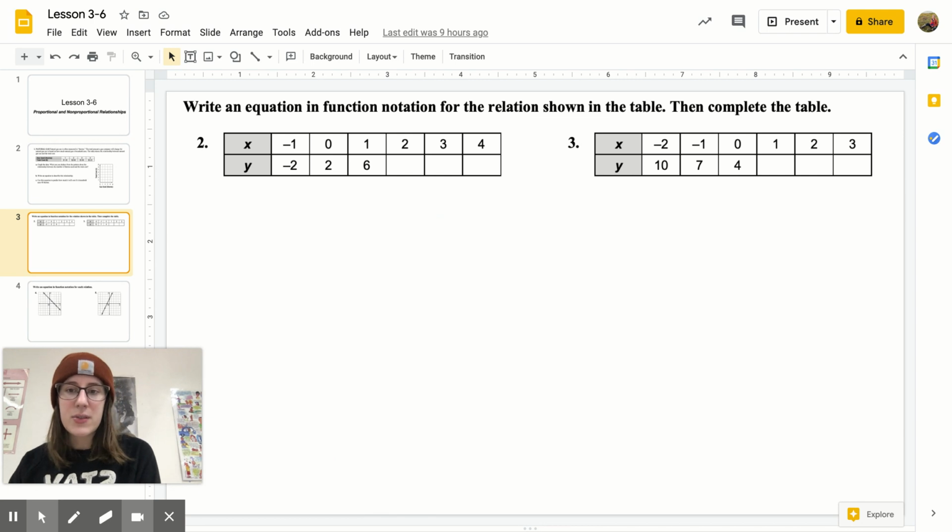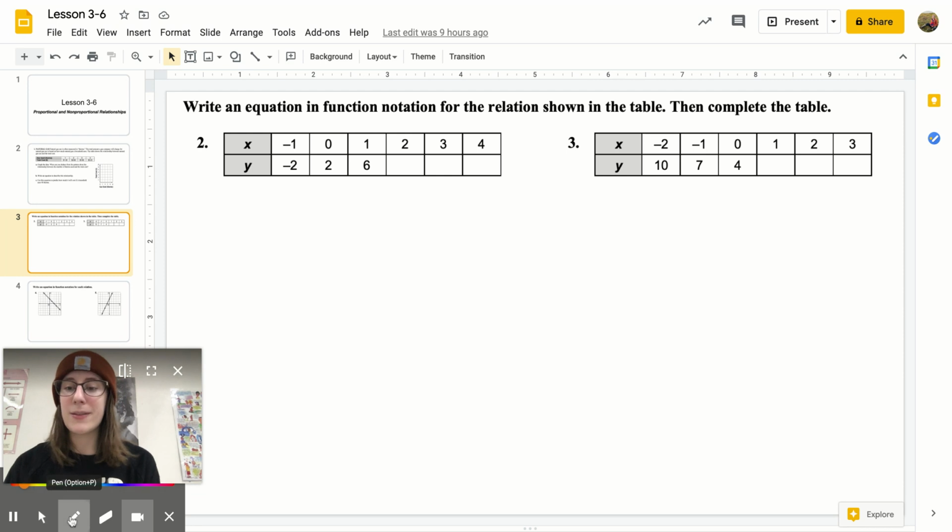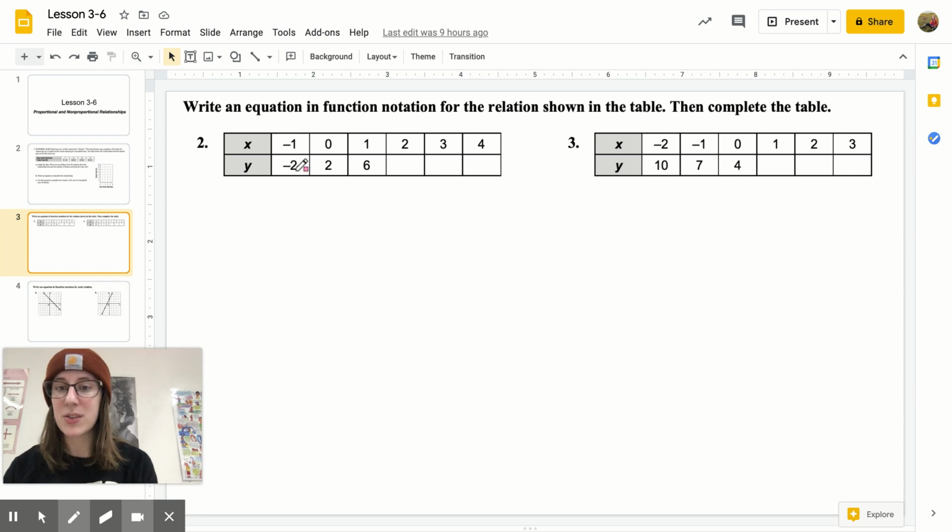So then it says write an equation for the function notation and then complete the table. Well, you could do it in either order. For me, I would rather complete the table first, but that's just me. So if we're talking about going from -2 to 2, and then from 2 to 6, it looks like we're adding 4 each time. I want to figure out that pattern.